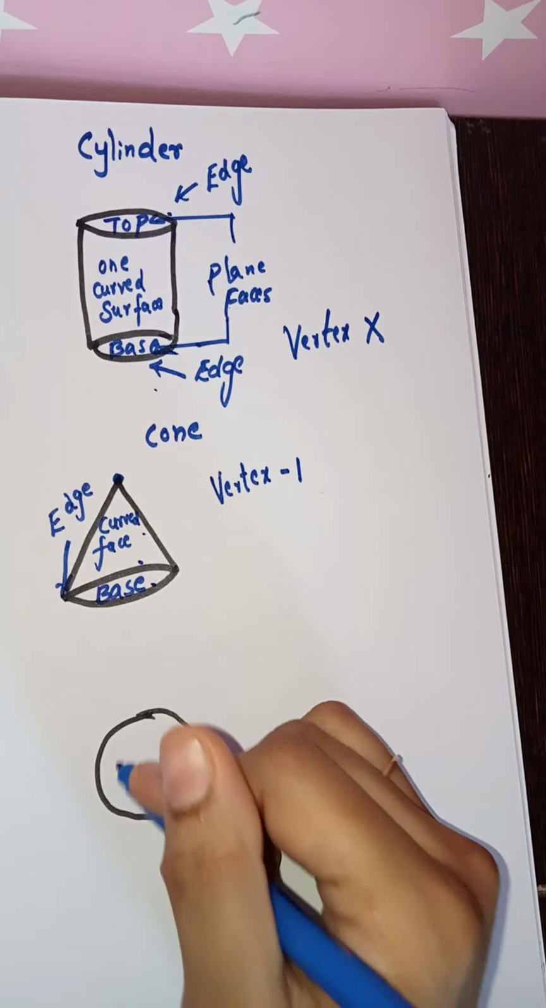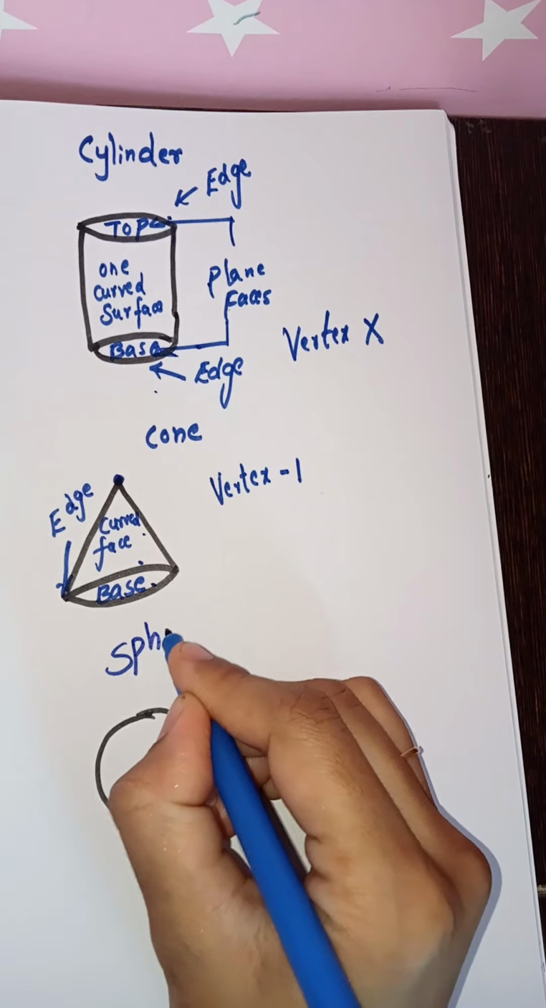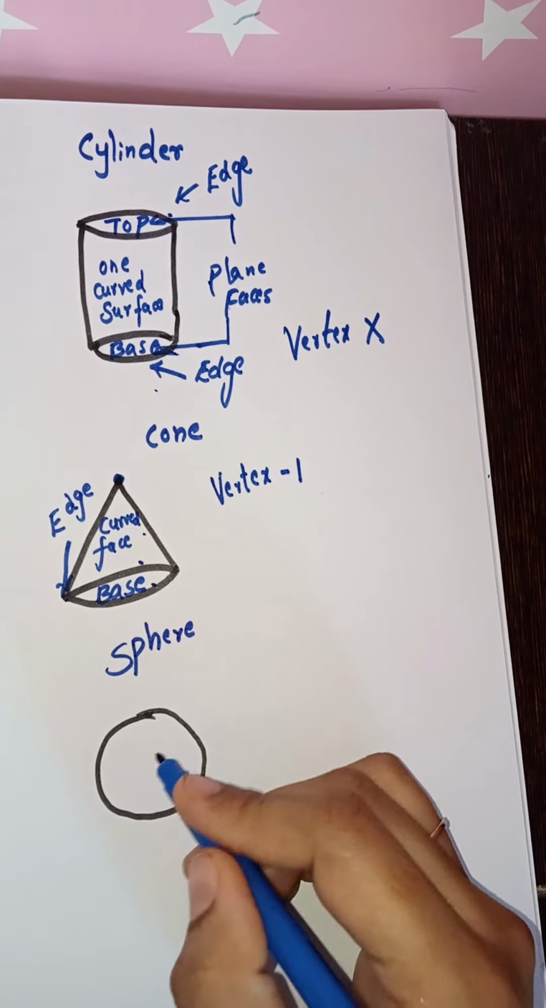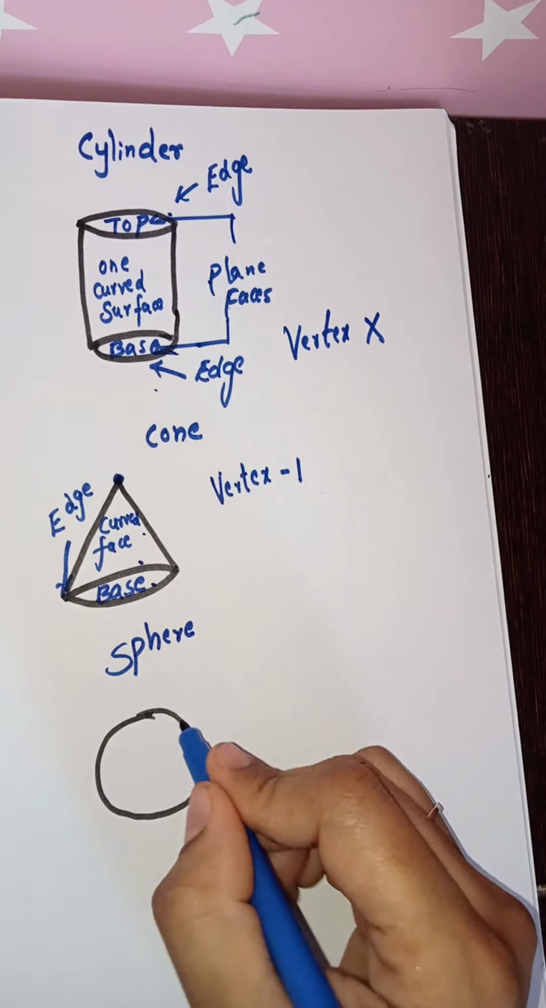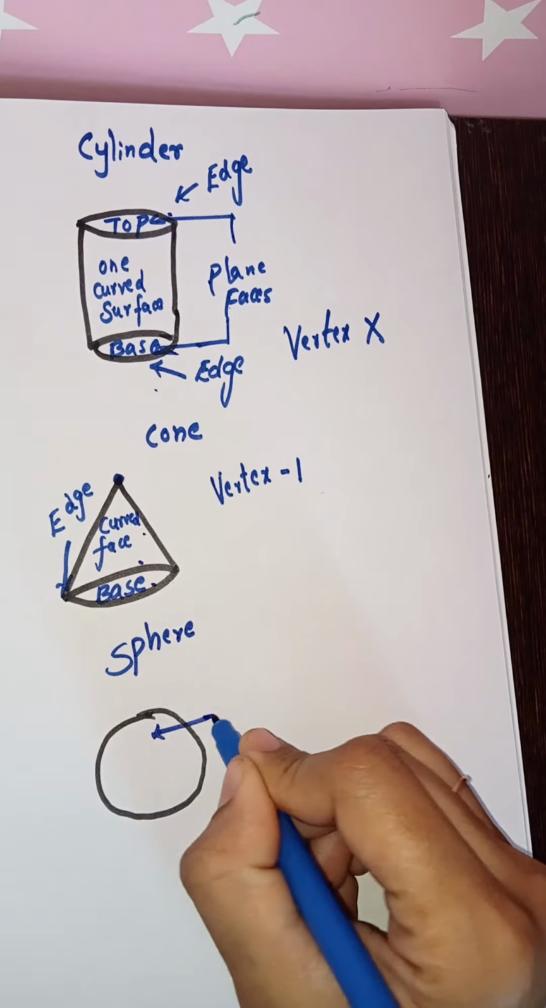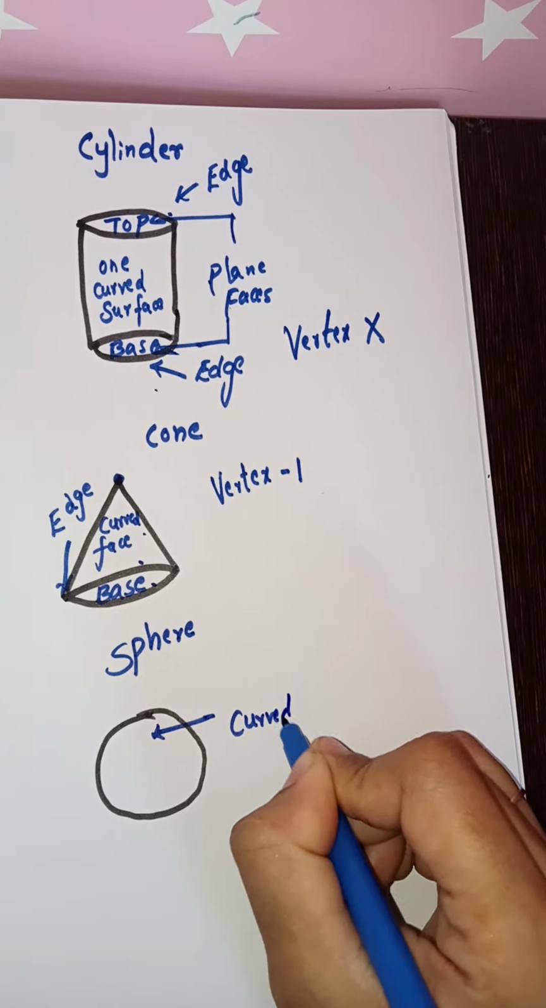Coming to the sphere. A sphere has only one curved face. It does not have any vertex or edges. It has only one curved face.